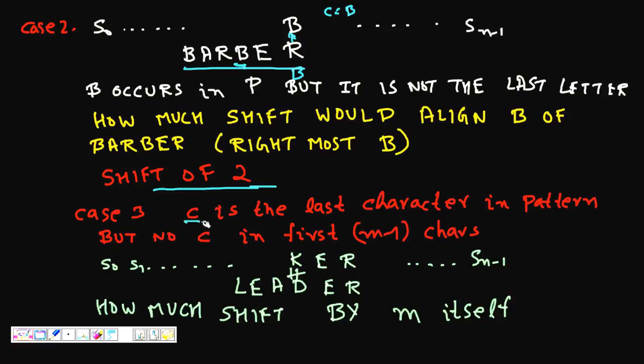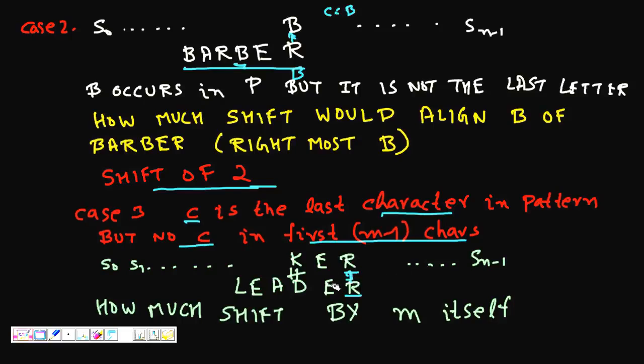Case 3: that character C, which is the last aligned character with the pattern, is the last character in the pattern, but no C is present in the first M-1 characters. So this is another case, case 3. So let's say we have R present and they both are aligning.